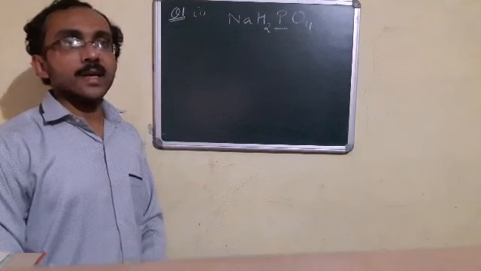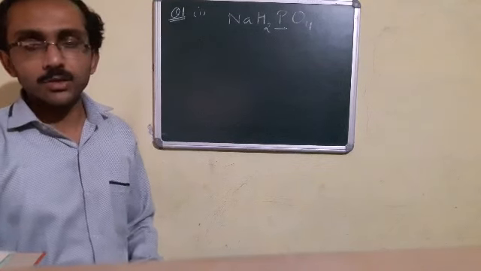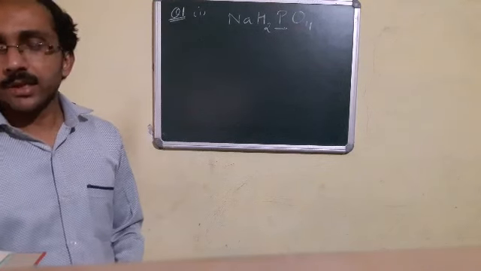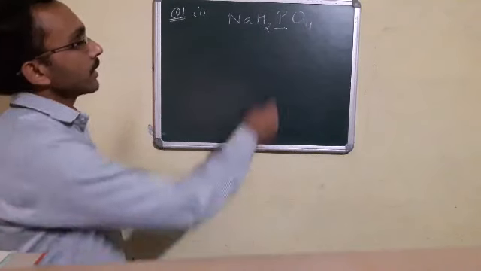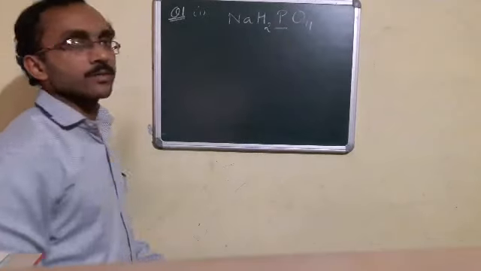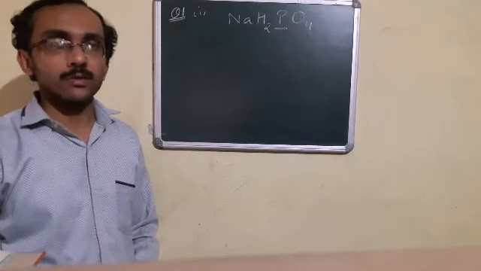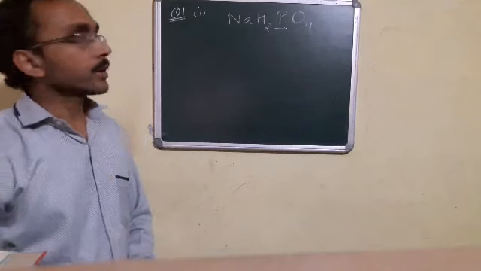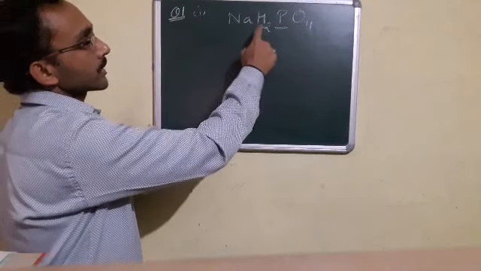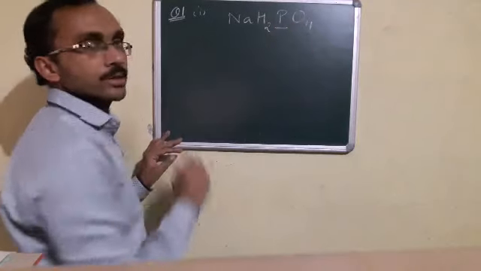Now see exercise question number 1. The question is: assign oxidation number to the underlined elements in each of the following species. Here the underlined element is phosphorus. That means we have to find the oxidation number of phosphorus. I have told you the total oxidation number will be 0. It means it is sodium, it is hydrogen, it is phosphorus, it is oxygen.